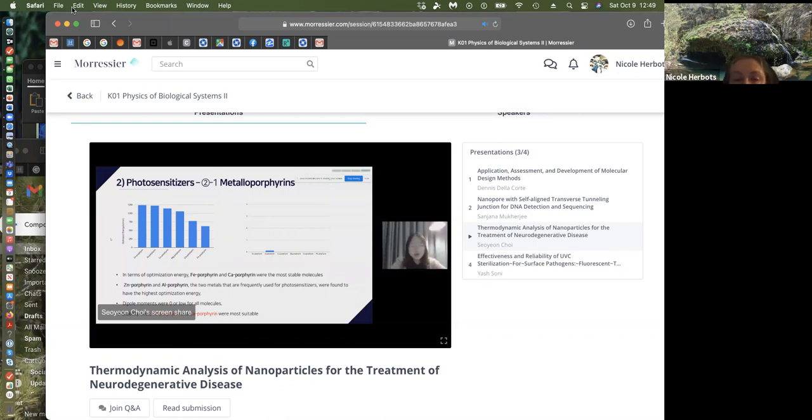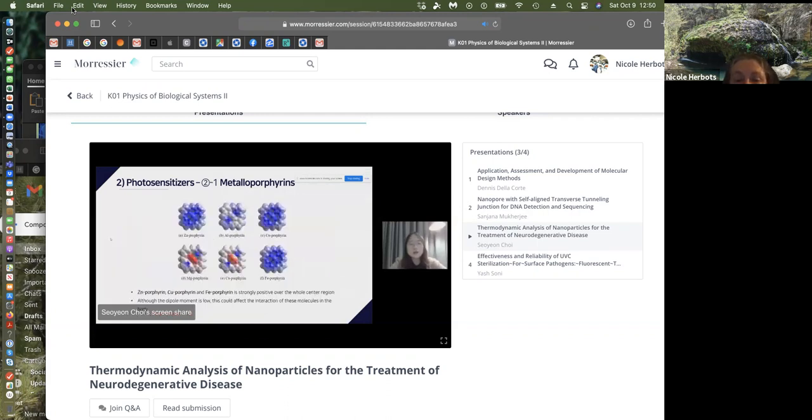And since we saw that the dipole moments were 0 or low for all molecules, we concluded by comparing the optimization energy that iron porphyrin and calcium porphyrin were the most effective photosensitizers. Observing the EPM, we saw that zinc porphyrin, copper porphyrin, and iron porphyrin are strongly positive over the whole central region. Although the dipole moment is low, this could affect the interaction of these molecules in the body.